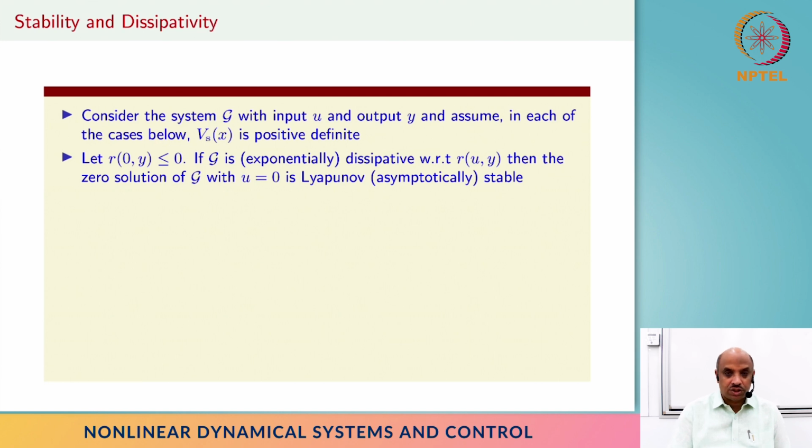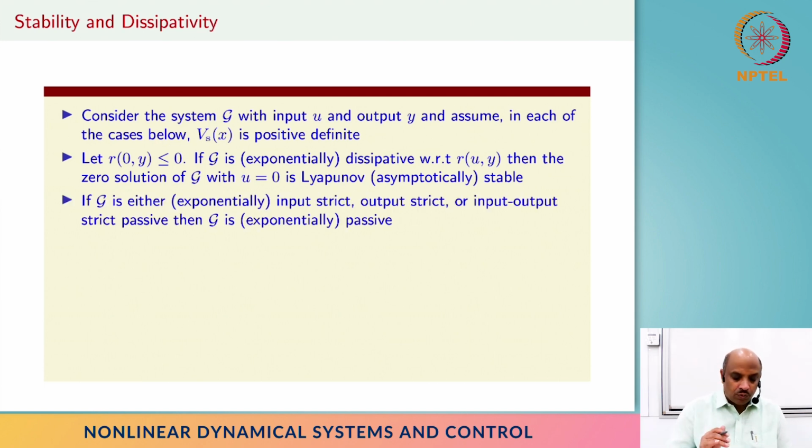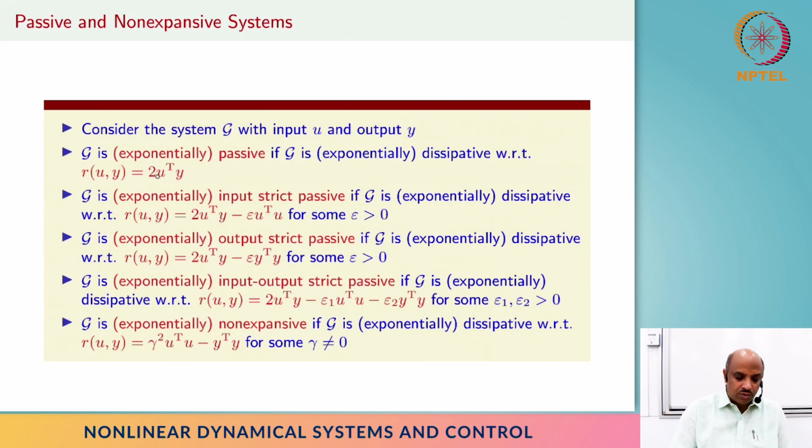Then the zero solution with u equals 0, undisturbed system, is going to be Lyapunov stable. And if we have exponential dissipativity, that implies asymptotic stability, right? In some cases, we actually get asymptotic stability without even exponential weighting. We'll discuss that in maybe a minute. So therefore, what can we say about any of the special cases that we discussed? Well, let's go back and look at these things.